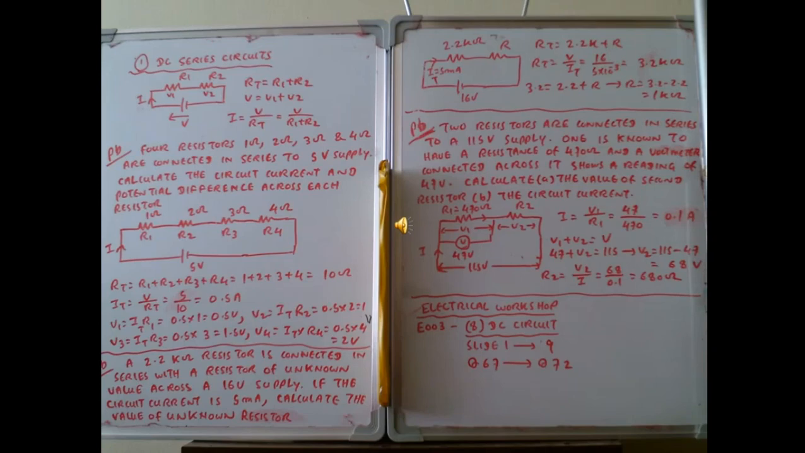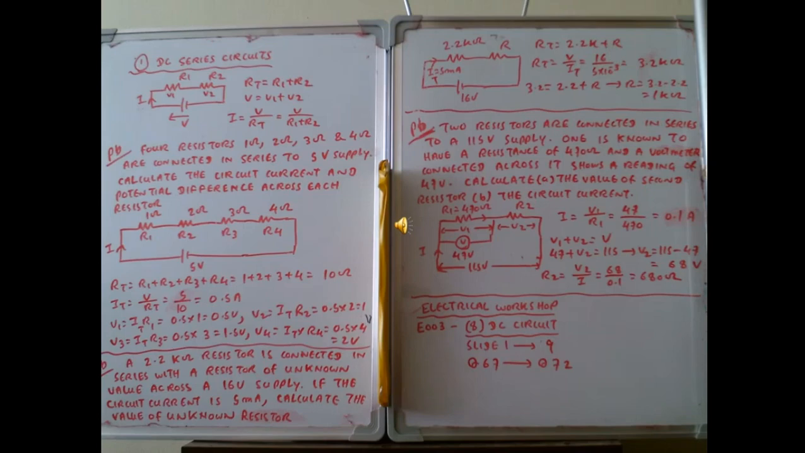RD equals 2.2 k plus R. So RD is equal to 3.2, equal to 2.2 plus R. Then we can calculate R by subtracting the 2.2 from the 3.2. So 3.2 minus 2.2 is 1 kilo ohm. So this is the value of the unknown resistance.